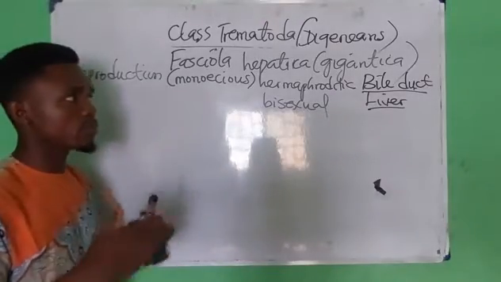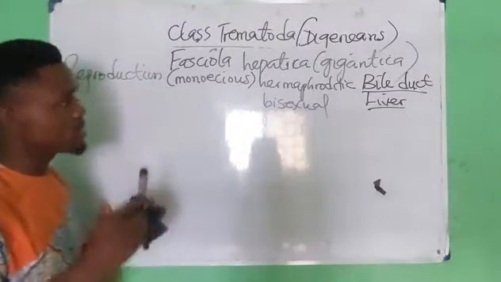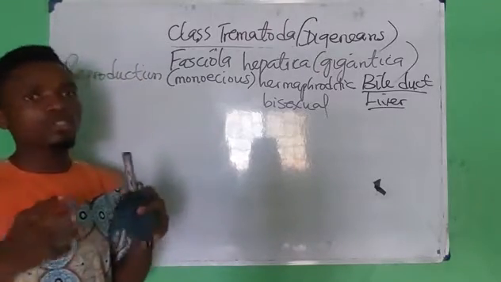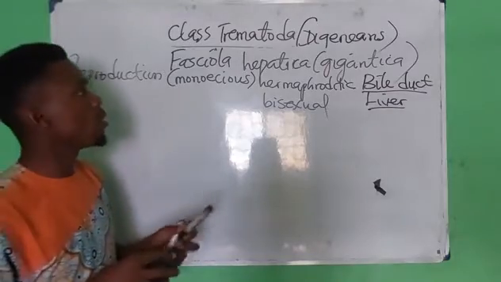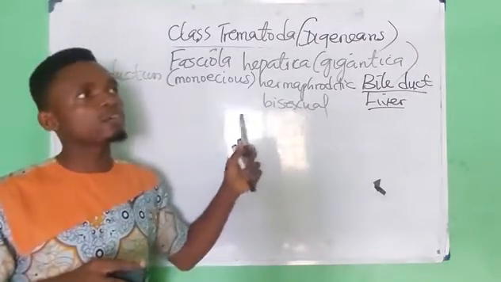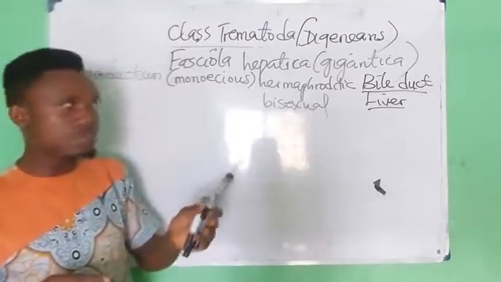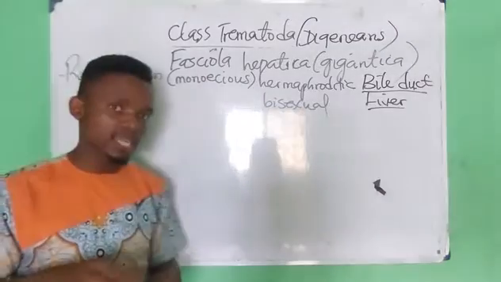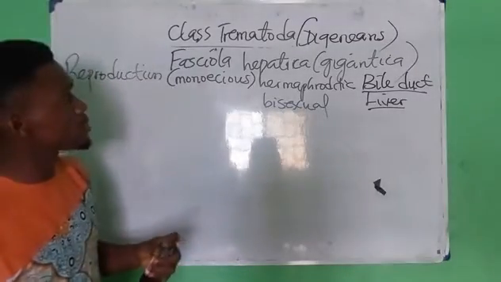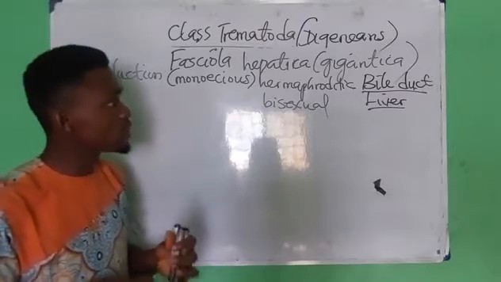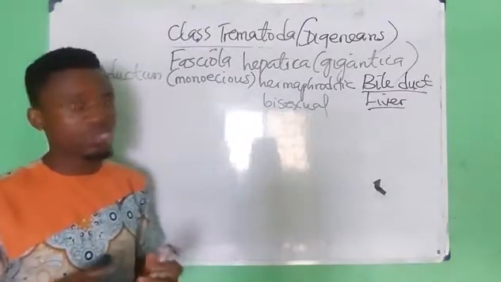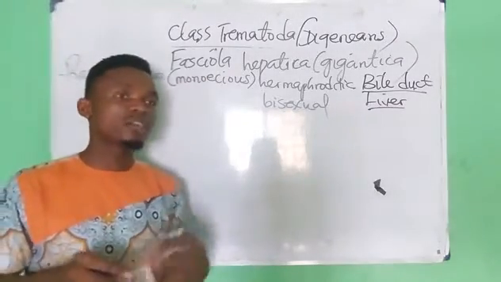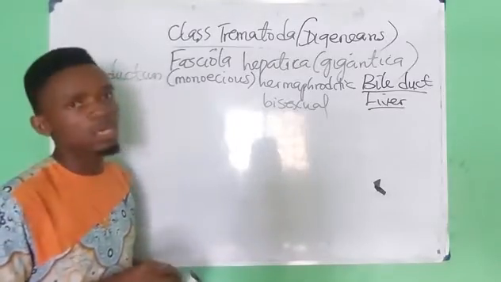The male reproductive organ is called testes, while that of the females is called what? Ovaries. Now, please, the uterus of this organism is found positioned on the opposite side of the ovary. It is found positioned opposite the what? Ovary. Please take note. Sometimes the exam brings a question like that: which of these is correct about the arrangement of the uterus in Fasciola hepatica? The uterus is found positioned opposite the ovary.